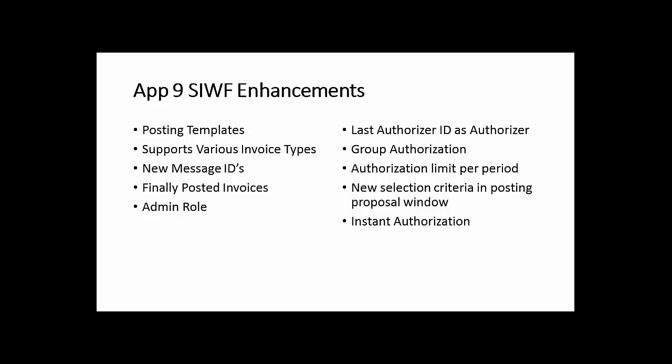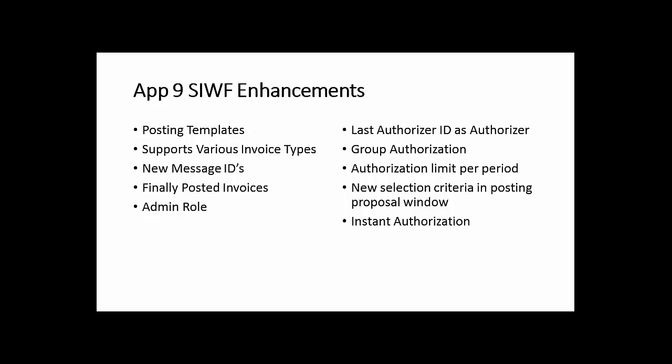When we looked at App 8 and we were in the posting proposal, you only could look at and see if it was yours or if it was the next authorized or subordinate. You couldn't look for the specific IDs of all the messages that were listed. This is new, that you can just search for those types of messages. And then, of course, all the finally posted invoices are much smoother.